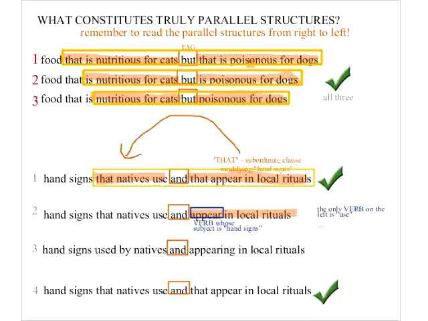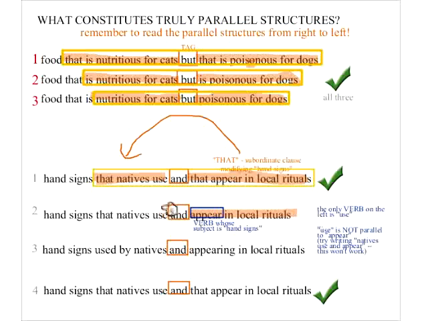Use is not parallel to appear. If you don't see why that is, try writing "natives use and appear." This won't work. In other words, this is the wrong subject.